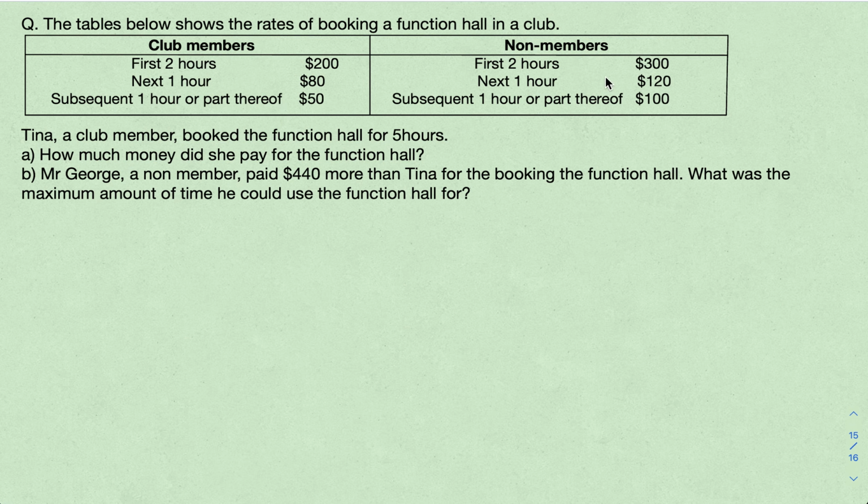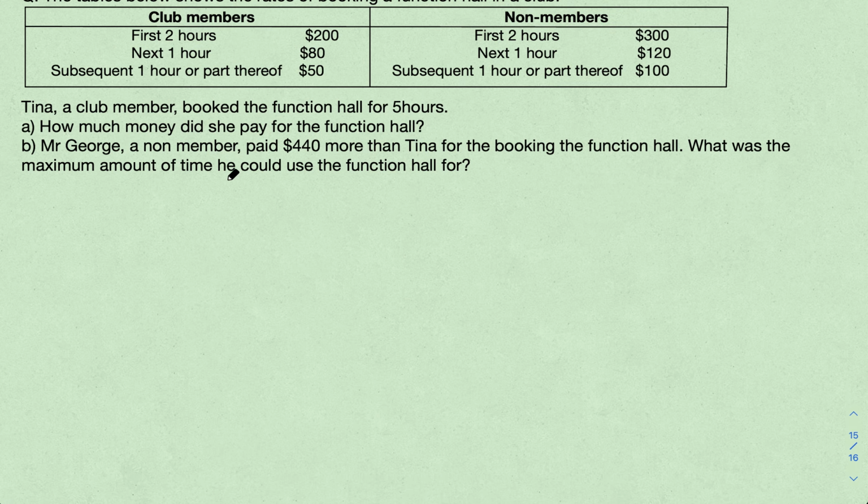However, charges for non-members, as you can see here, are higher than those of club members. For them, the first 2 hours is 300, next 1 hour is 120, and subsequent 1 hour or part thereof is $100. Now we have to find out, if Tina, a club member, booked the function hall for 5 hours, what rate will apply to her? This one, because she is a club member. And how long has she booked the hall? It is for 5 hours.